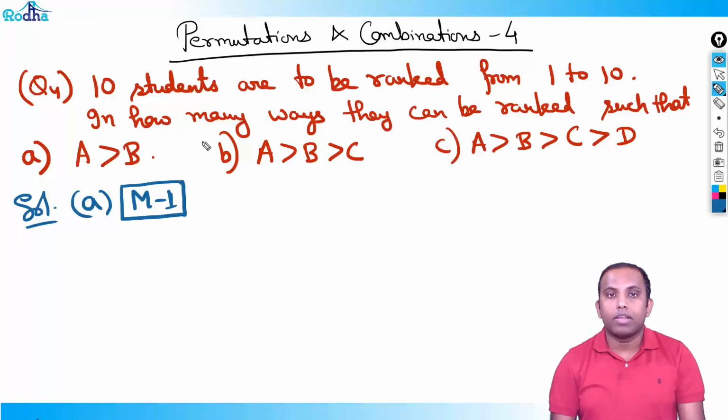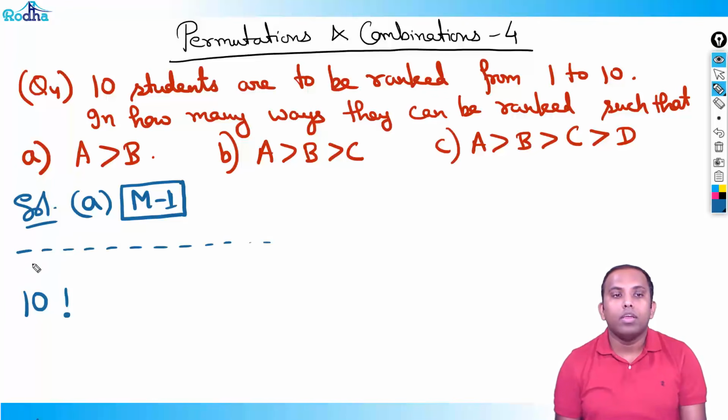See, the first method is, if 10 students are to be ranked from 1 to 10, in how many ways can they be ranked directly? It's like shuffling of 10 students from 1 to 10. They can be ranked in 10 factorial ways, directly 10 factorial, right? Why? Because there are 10 places, 1 to 10. In the first place, A to J can be ranked in 10 ways. In the second place, one is already ranked, so now 9 people are left. They can be ranked in 9 ways.